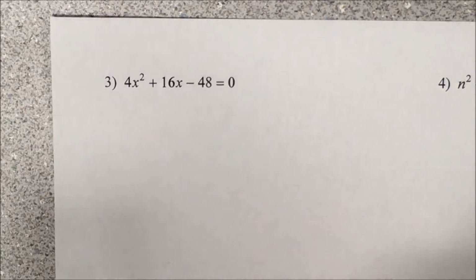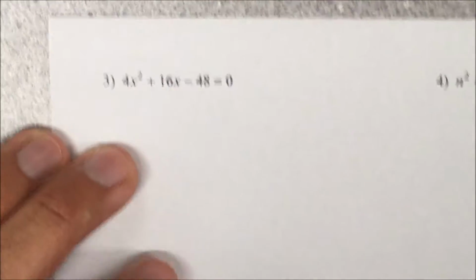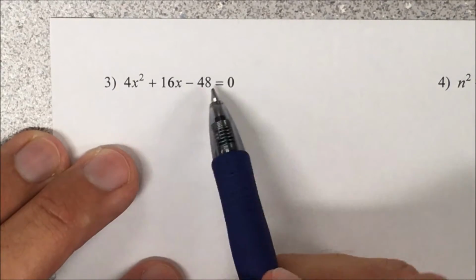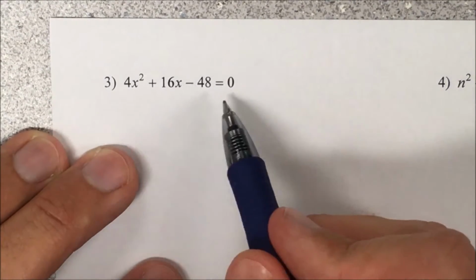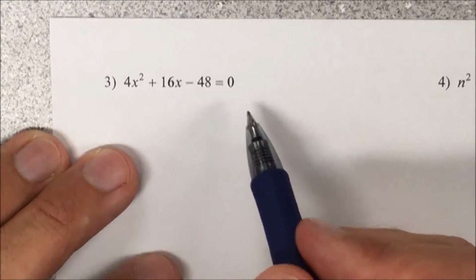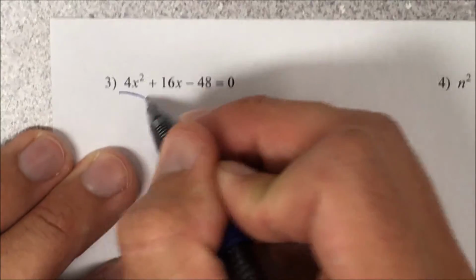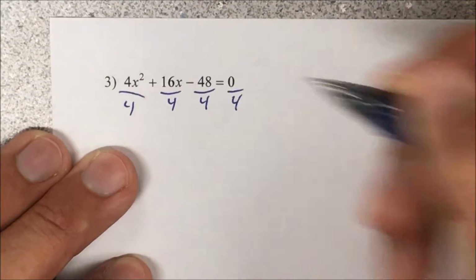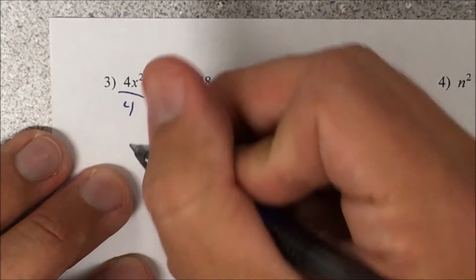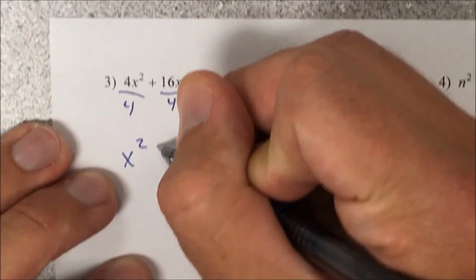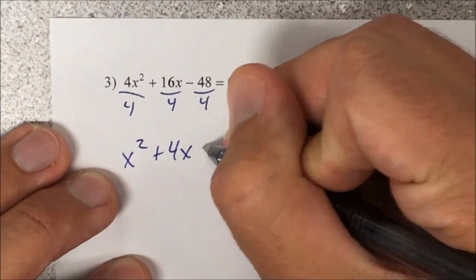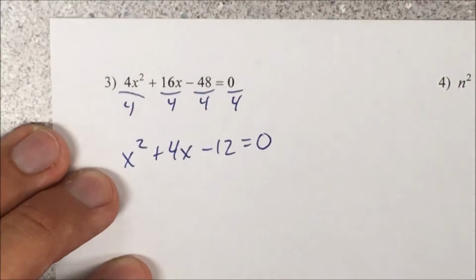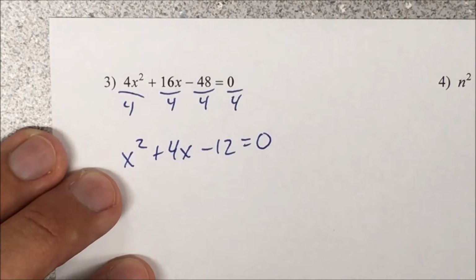Next problem, whenever you see something like this, the first thing you want to notice is that 4 will go into all 3 of these. And so with that equation there, I can divide everything by 4 and I'll still get the same answer. So I'm going to divide that by 4, divide that by 4, divide that by 4, and divide that by 4. And so then I'm just left with x squared plus 4x minus 12 equals 0. And then I can do all the same steps as before.